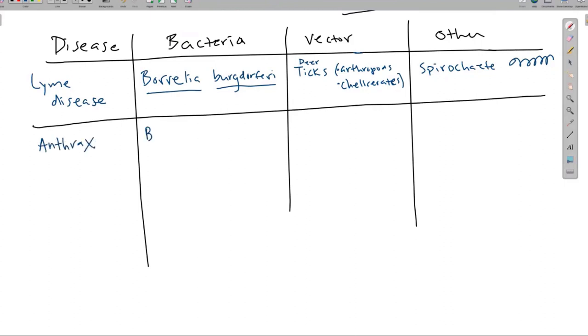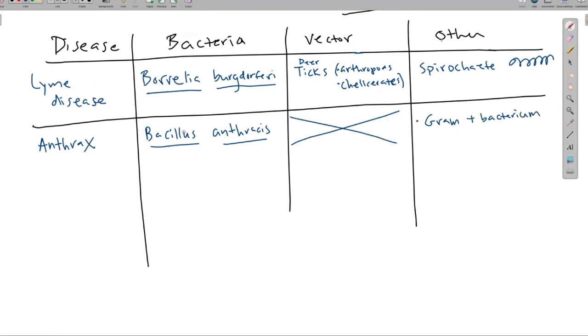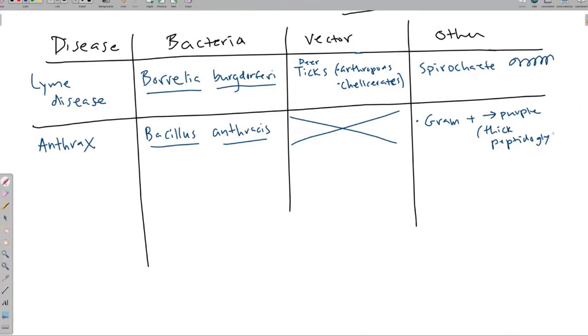Another species is the one that causes anthrax. Just write that one down. Bacillus anthracis. Anthrax or anthrax poison. This is a bioweapon. I don't have anything for vector here. Isn't that gram positive? Which means that if you gram stain it, it'll be purple. It's not actually purple, but it's stained. What does that mean? It has a thick peptidoglycan layer that traps the gram stain in the cell wall.